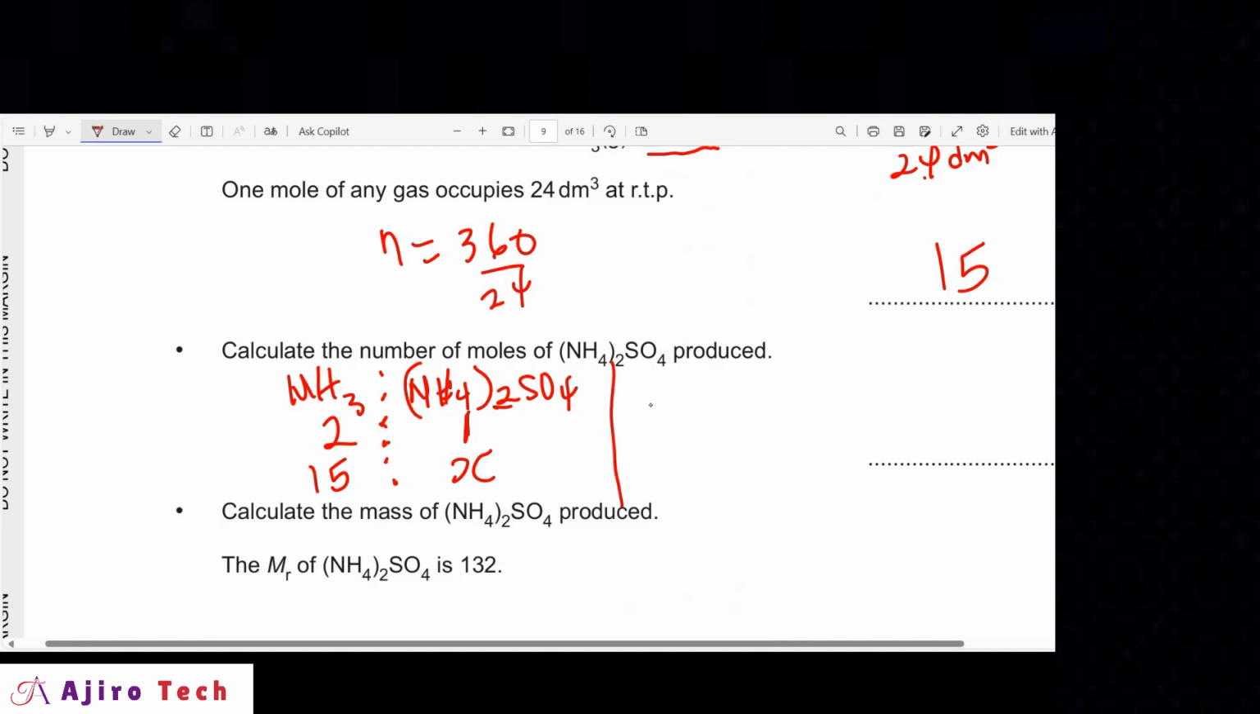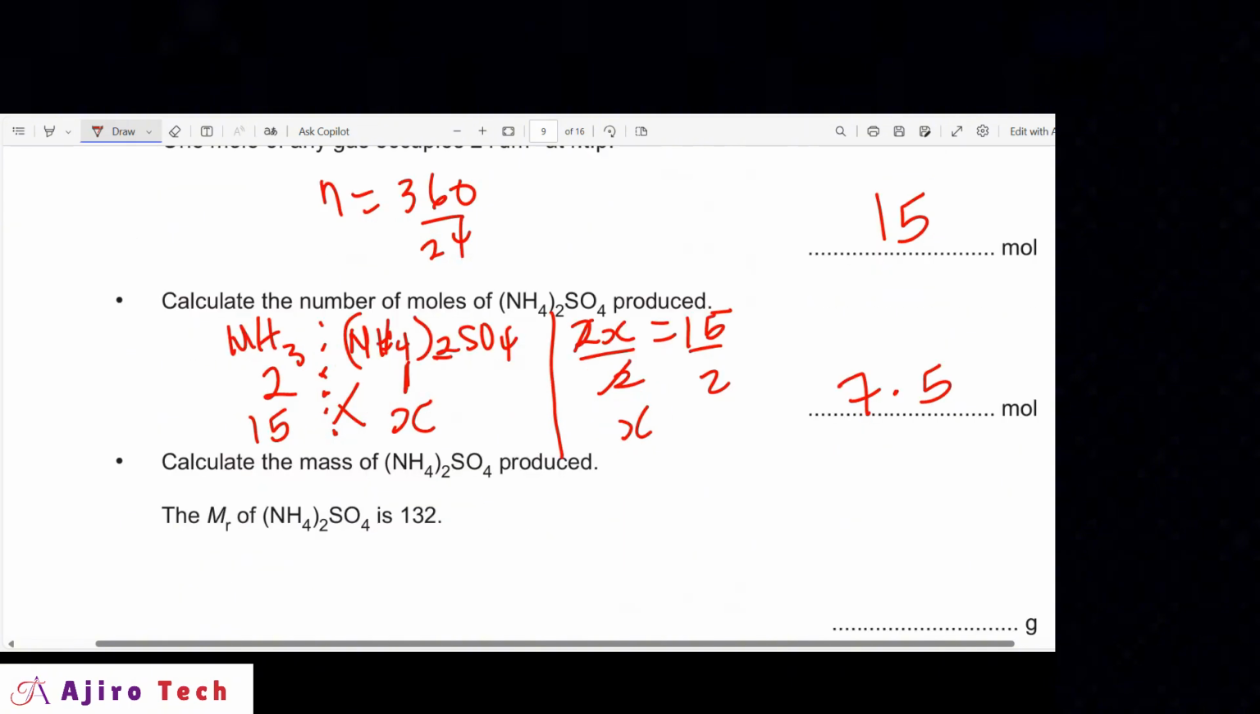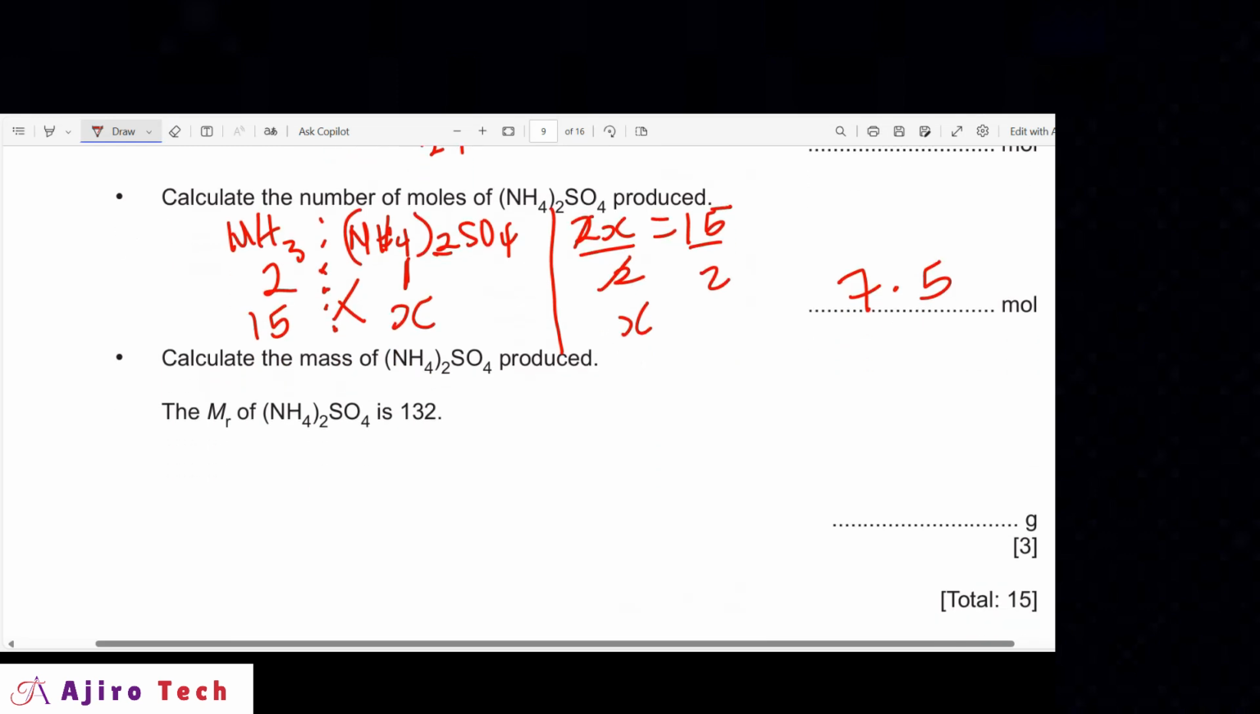So we continue to solve. We cross multiply here, it becomes 2. So cross multiplication, we have 2x equals 15. So we simply divide by 2, divide by 2. So X is equivalent to 15 divided by 2, that'll give you 7.5 moles. That's how to go about that. You use a known to get the unknown. Oh, that's good.